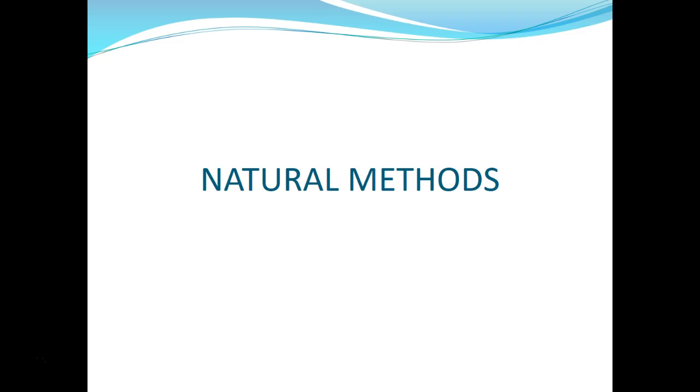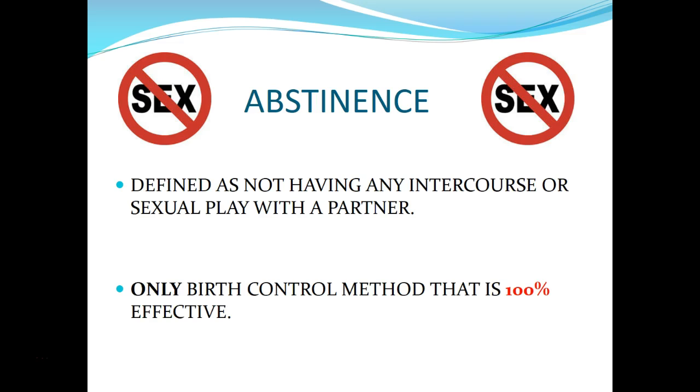All right, let's move on to natural methods of contraception. Well, first and foremost, how about abstinence? That's what we teach in high school pretty much. And definitely, this is a natural way to not get pregnant. This is defined as not having any intercourse or sexual play with a partner. The only birth control method that is 100% effective is abstinence. So remember that, especially when you're educating your clients.